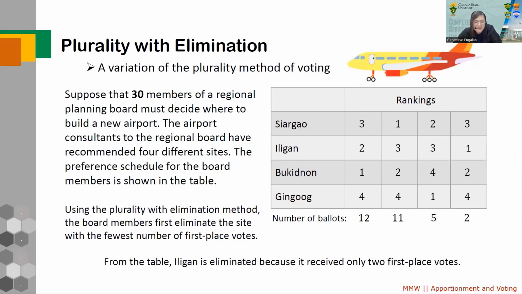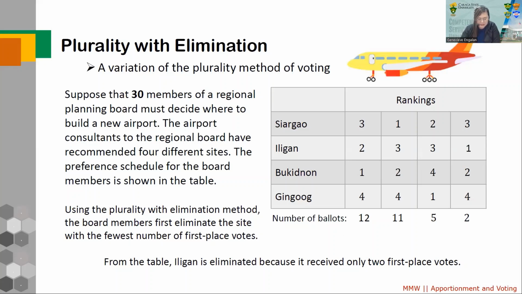Okay. So next natin is the plurality with elimination. Okay, kining plurality with elimination, a variation of the plurality method of voting. So suppose natin 30 members of a regional planning board must decide where to build a new airport. So the airport consultants of the regional board have recommended 4 different sites. So the preference schedule of the board members is shown in the table.